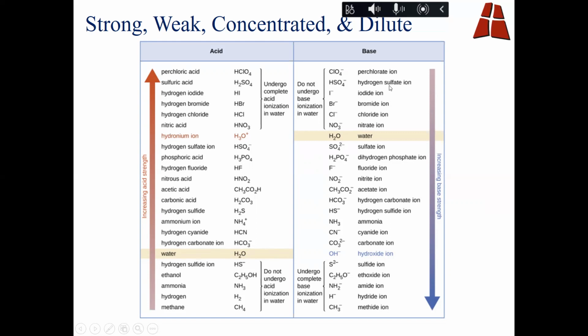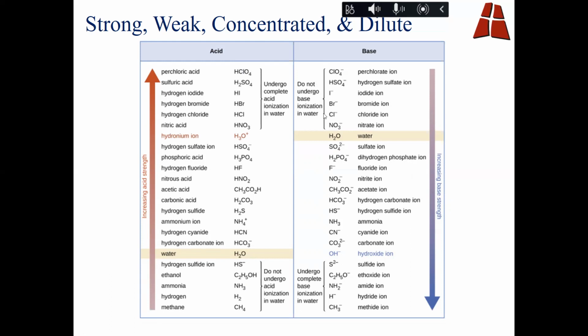Then, of course, when we get to bases, you can notice that our weakest bases are the conjugates of our strongest acids. And so we'll talk a little bit more in class about how these conjugate pairs work: basically, the stronger the acid, the weaker the conjugate base, and the weaker the acid, the stronger the conjugate base. If we're thinking about it like that, and of course, vice versa.